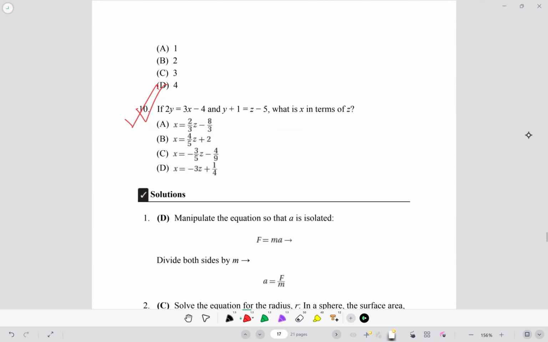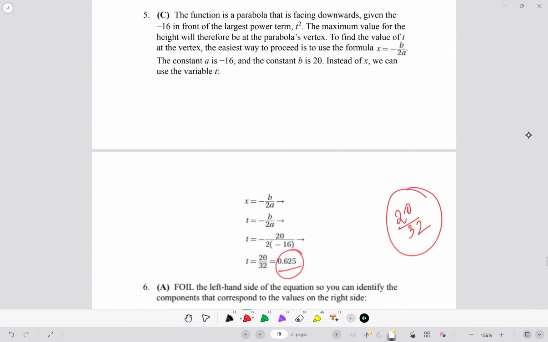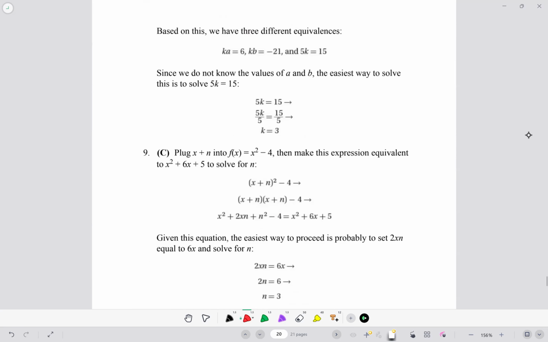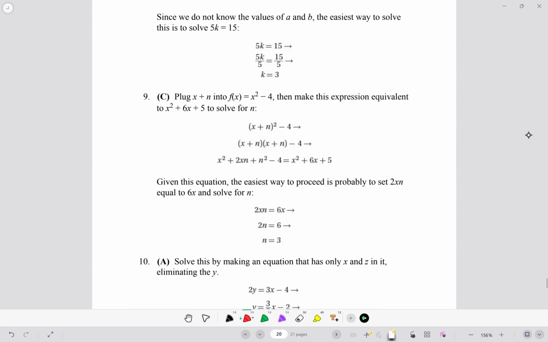Now I'm interested to look at the solution and how they have done it, because that will be more preferable for us. So plug x plus n into f of x equals x squared minus 4, then make this expression equivalent to x squared plus 6x plus 5 to solve for n. Because we are already given, just look at this problem, that f of x is equal to x squared minus 4, right? We're already given this function.